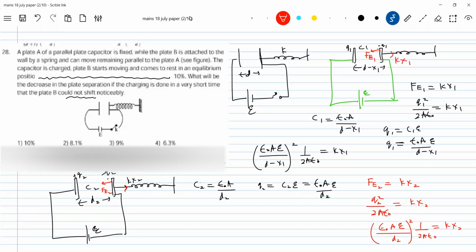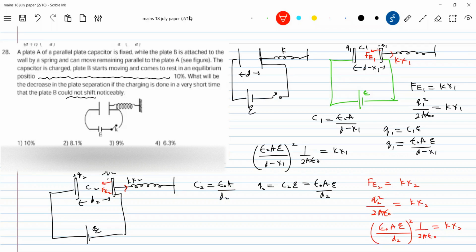We do have these two, and some relationship could be found. I don't know what this sentence is. What will be the decrease in plate separation? The charging is done in a very short time. I just assumed the situation like this here. Now, what is the sentence I'm missing? So I could not understand further.